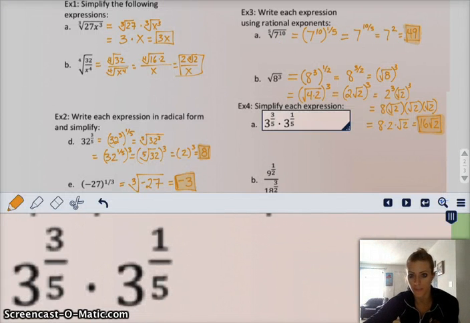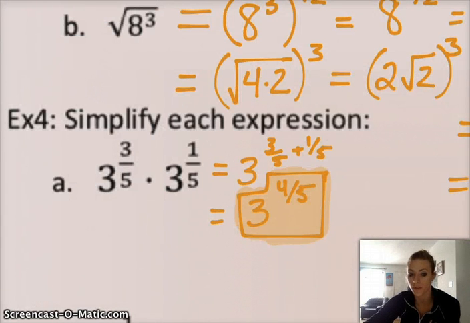Example 4 is just asking you to simplify each expression. This is 3 to the 3/5 times 3 to the 1/5. If you're multiplying and you have the same base, just add the exponents. This becomes 3 to the 4/5, which doesn't actually simplify anymore.